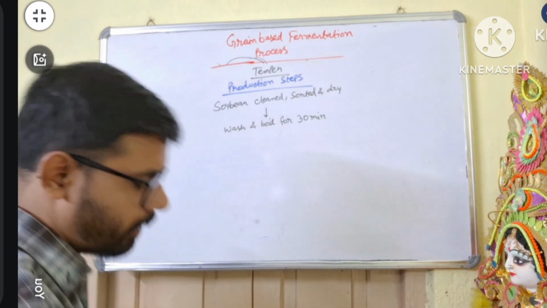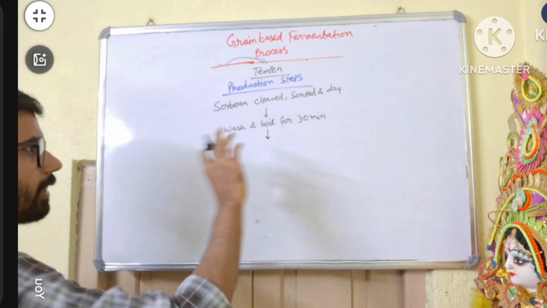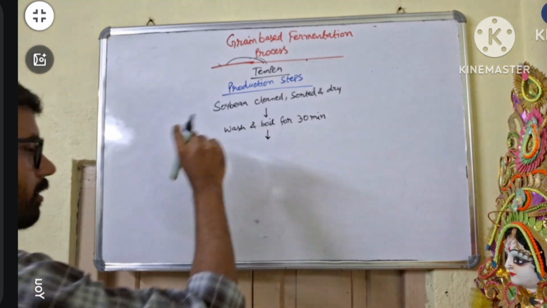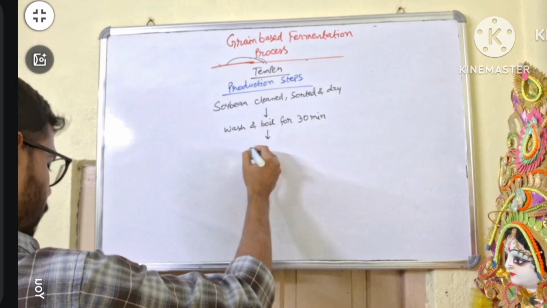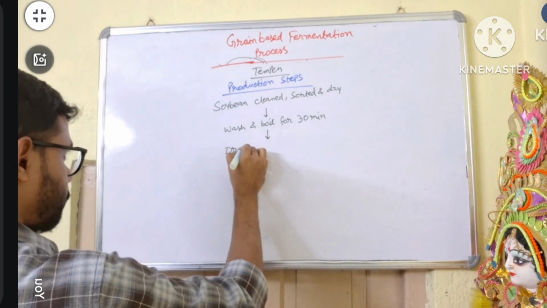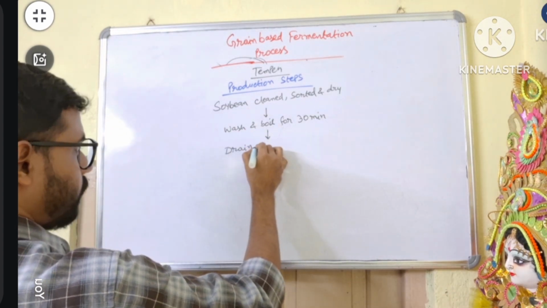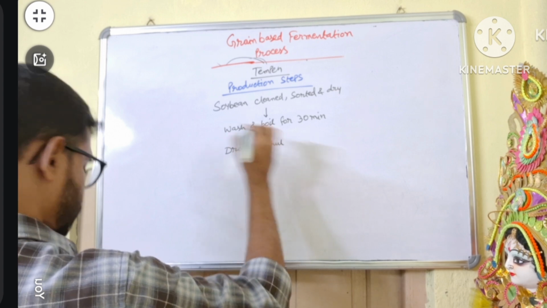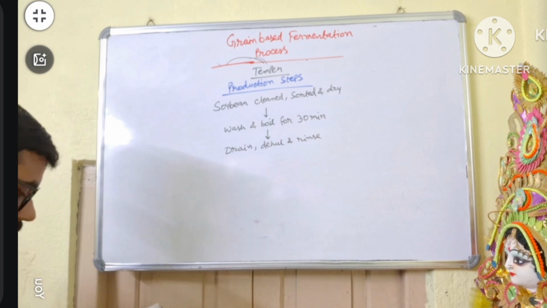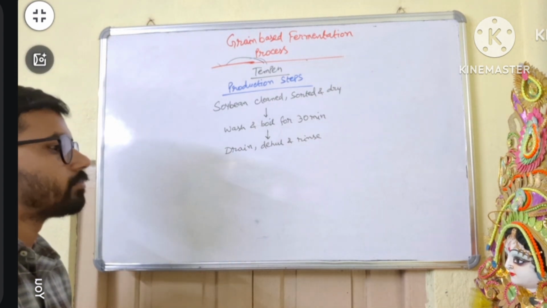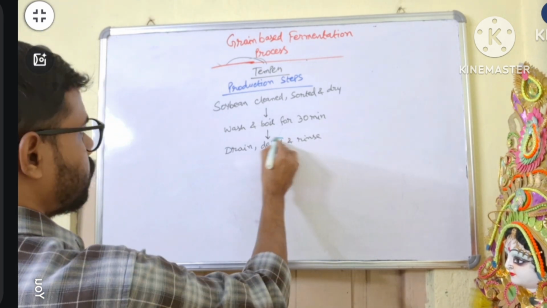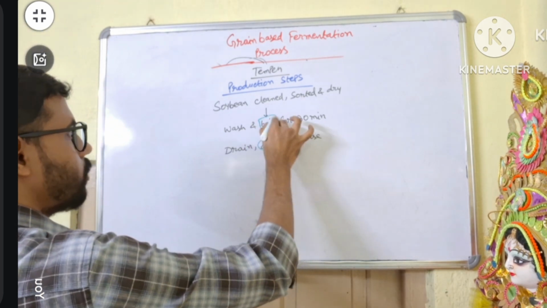Why is boiling needed here? To dehull the upper surface. Otherwise, soybean is very hard. So wash and boil for 30 minutes, then drain the water, dehull and rinse. So for dehulling, this boiling is important.